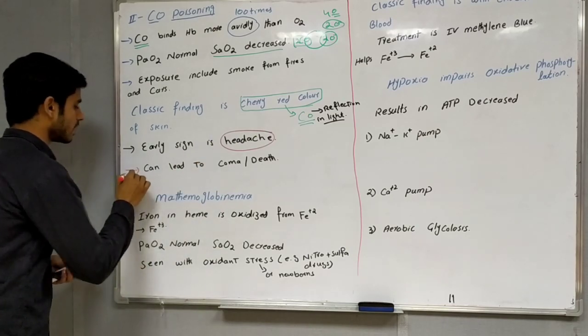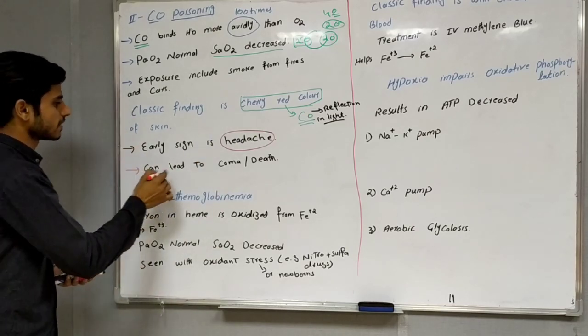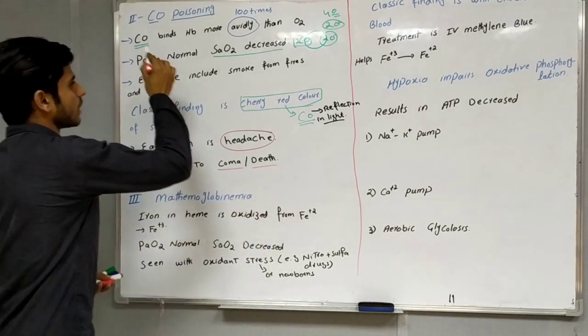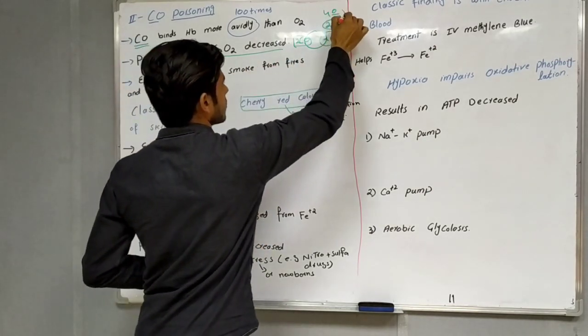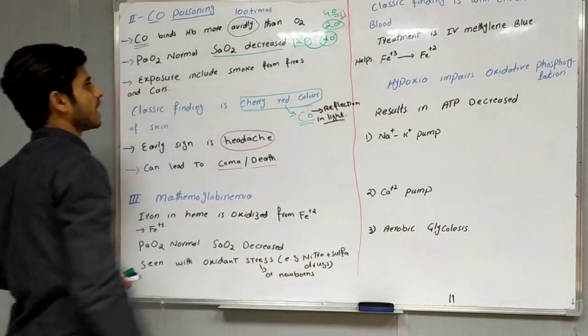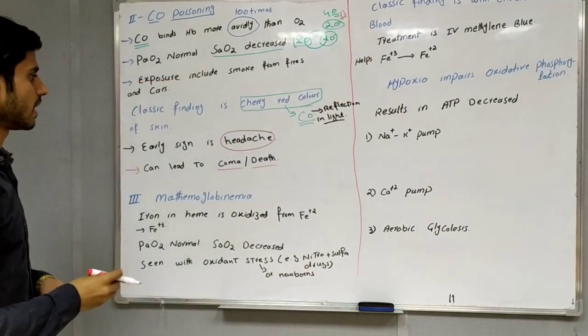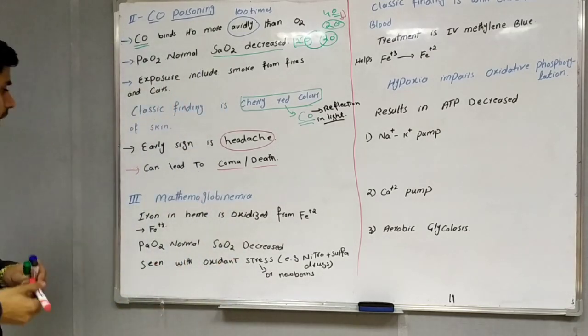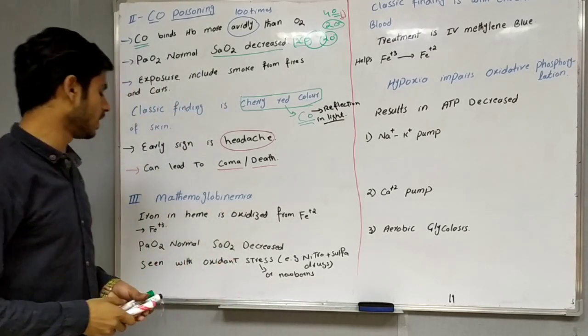What is the next one? Carbon monoxide poisoning can lead to coma and even cause death. Because when carbon monoxide increases, then oxygen decreases. And when oxygen decreases, the tissues will not get oxygen and this will cause injury of the whole cells. So next, the third point is methemoglobinemia.